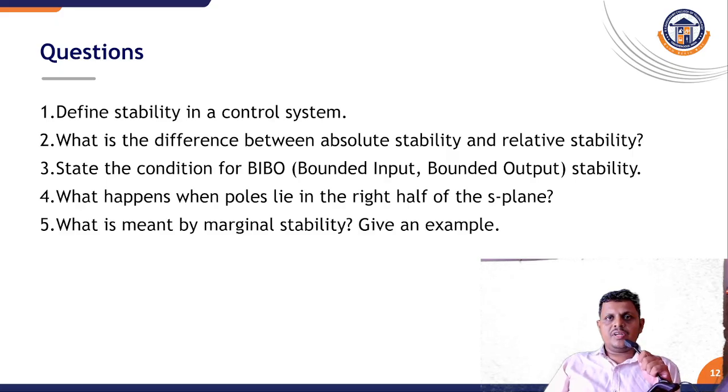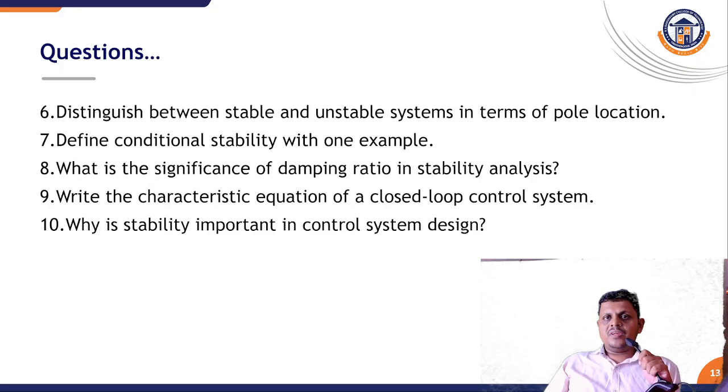First one, define stability in control systems, and what is the difference between absolute stability and relative stability. And the next one, state the conditions for BIBO, bounded input bounded output, stability. And what happens when a pole lies in the right half of the s plane. And what is meant by marginal stability, and give an example. Distinguish between stable and unstable systems in terms of pole location. Define conditional stability with one example.